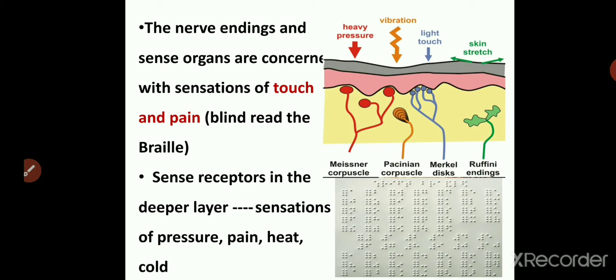That is, it has, you can say, pricking done on the metal foil. Due to which it has a raised portion which can be sensed by the fingers. So the pattern in which the pricking is there gives them the alphabets. So the sensation is done by the receptors which are present on the surface of the skin. Whereas the sensation for pressure, pain, and heat and cold are in the lower regions of the skin.